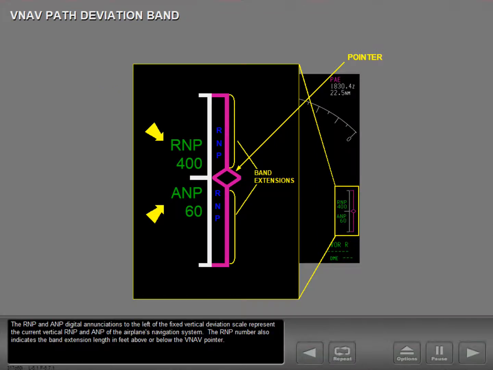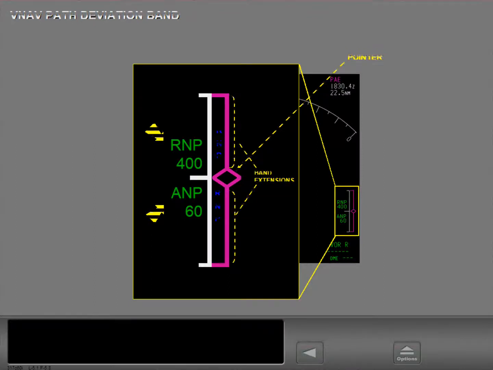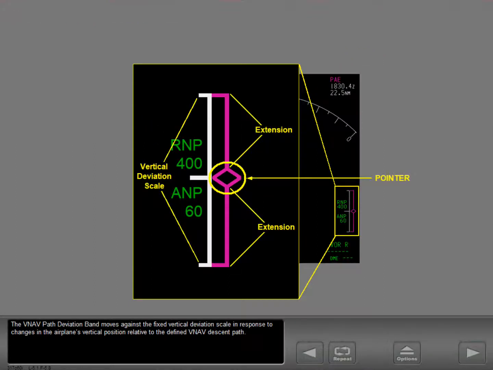The RNP and ANP digital annunciations to the left of the fixed vertical deviation scale represent the current vertical RNP and ANP of the airplane's navigation system. The RNP number also indicates the band extension length in feet above or below the VNAV pointer. The VNAV path deviation band moves against the fixed vertical deviation scale in response to changes in the airplane's vertical position relative to the defined VNAV descent path.